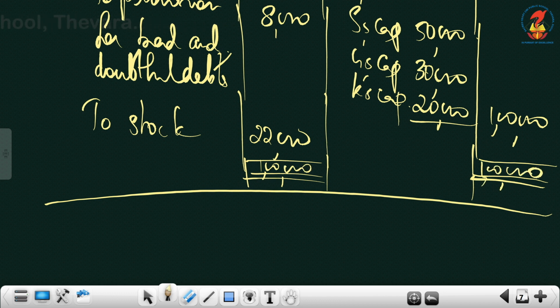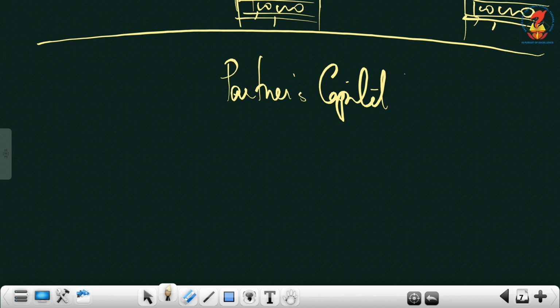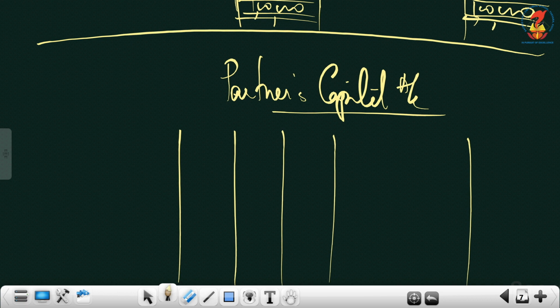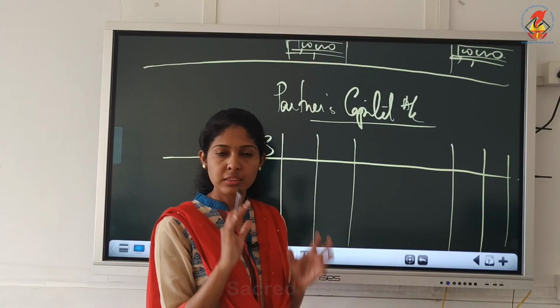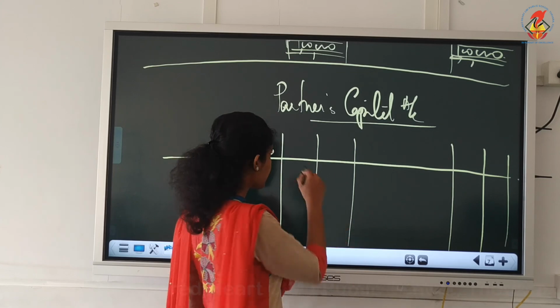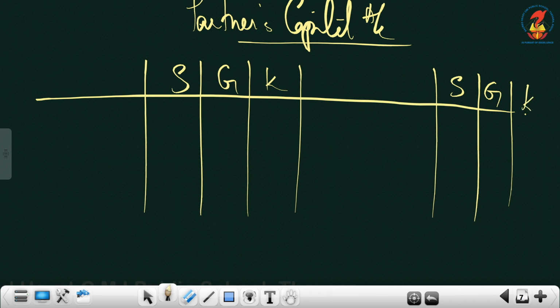Now we can start the partners capital account. Particulars and three columns. Give column headings. You have to write their names in the order which is given in the question. So it's Sushma, Gautam, Kanika. We will start with the opening balance. So it is by balance brought down. Take it from your balance sheet. 3 lakh, 2 lakh 50, 3 lakh 50.